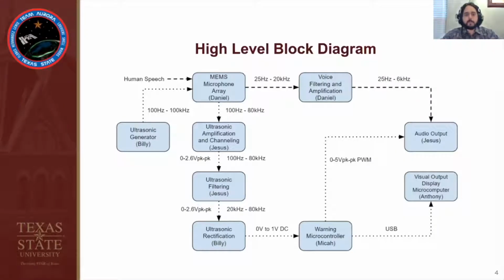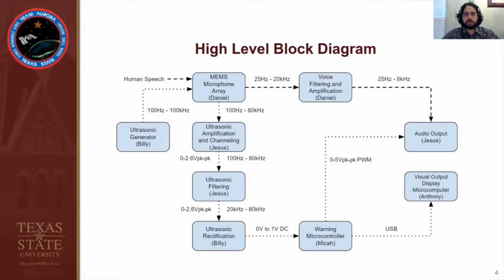This is our top-level block diagram. The dashed lines represent human speech, and the dotted lines represent the ultrasonic signals. Human speech and ultrasonic frequencies are simultaneously filtered to attenuate unwanted signals outside of their ranges. The system will pass human speech and emit a warning tone along with visually displaying the detection, direction, and intensity of an ultrasonic frequency.